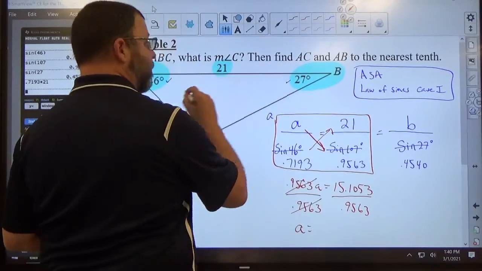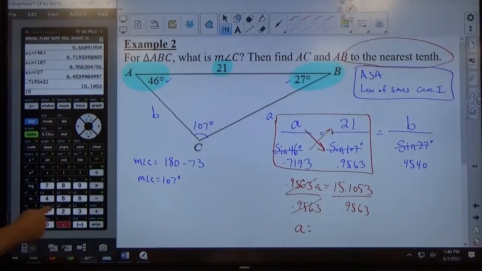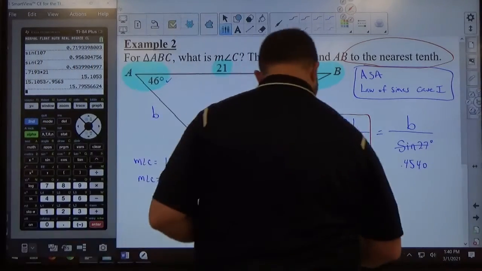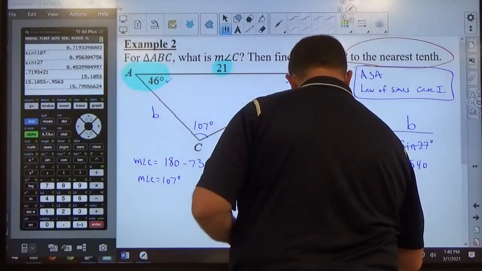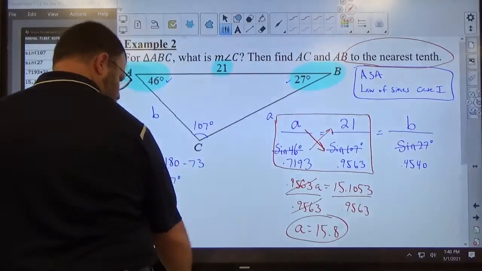Round to the nearest tenth. To the nearest tenth. So when I do 15.1053 divided by 0.9563, it comes out to 15.79556624, 15.8 approximately. There is no unit on the length, so it's just the number 15.8.